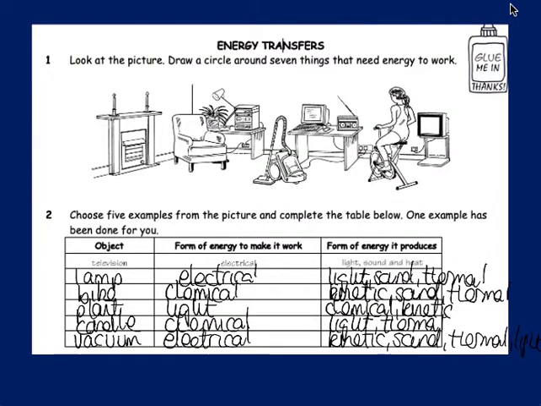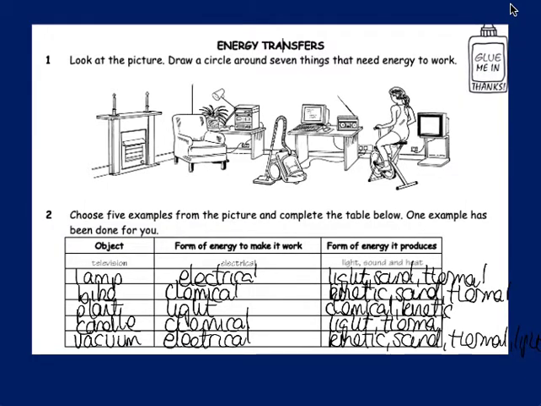Now there was loads of different pictures here. 7 things that need energy. Nearly everything that isn't a table or a chair needs energy in this picture. So there was loads of things. 5 examples, picked whatever you want, so I've just put some here. So the lamp goes from electrical into light, sound and thermal.